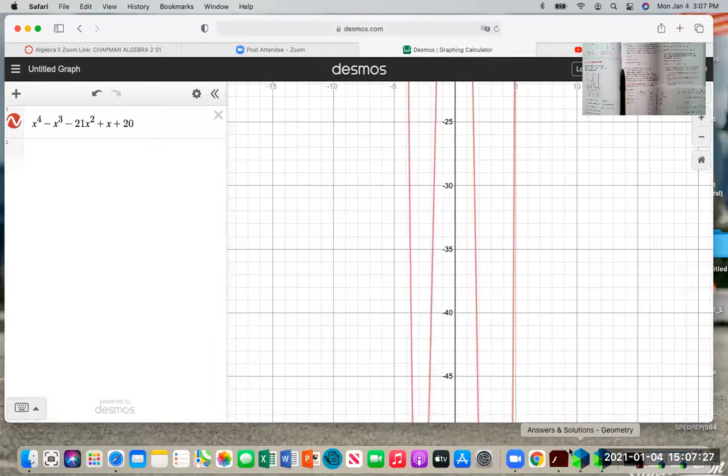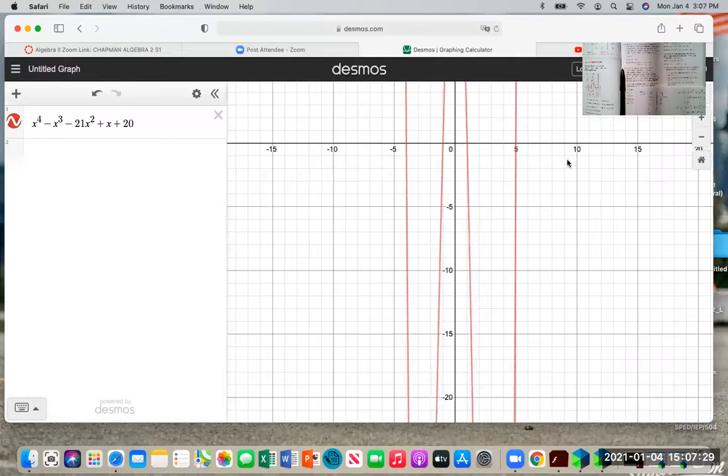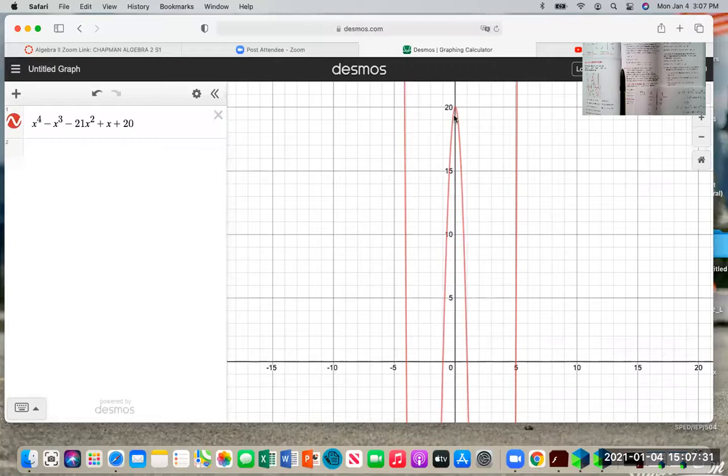And then the x and y intercepts, let's take a look at those. Let's take a look at the y-intercept. Looks like when x is 0, y is 20. So that's my y-intercept. And then here are your 4 x-intercepts: negative 4, negative 1, 1, and 5.